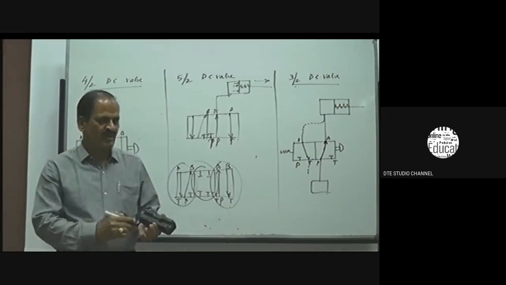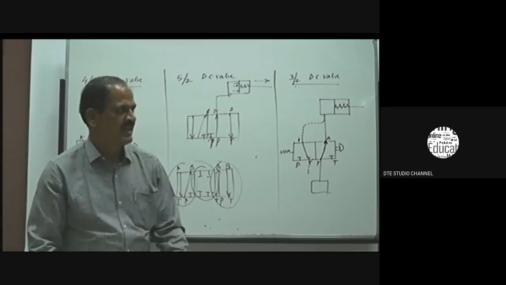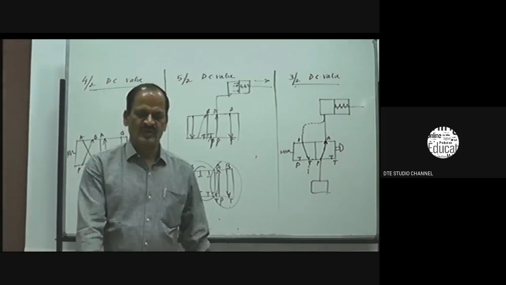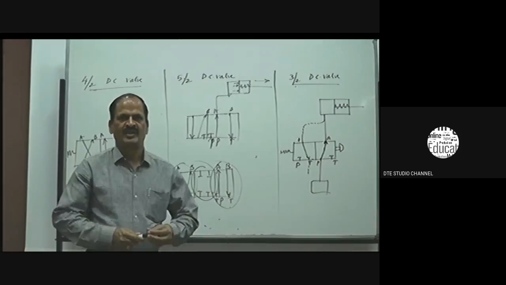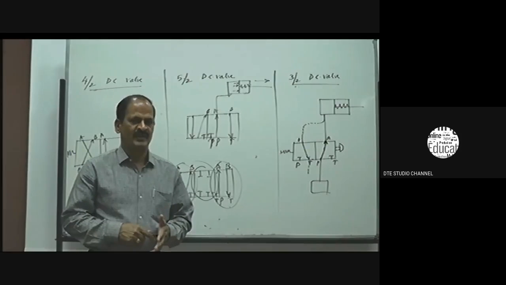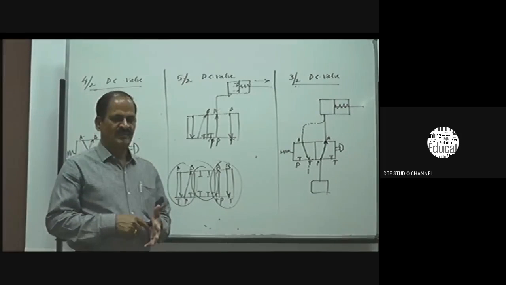This is about different types of sliding spool valves. And the rotary spool valve is the same as the 4x2 DC valve. The symbolic representation of the 4x2 DC valve is the same as the rotary spool valve.